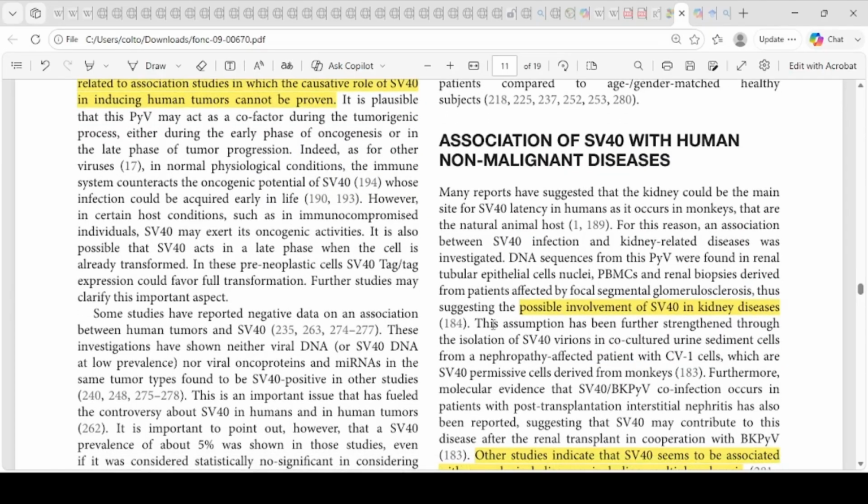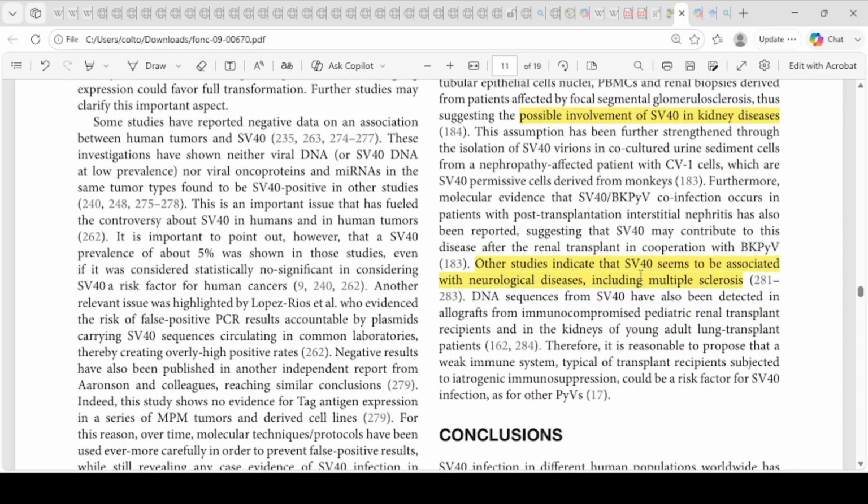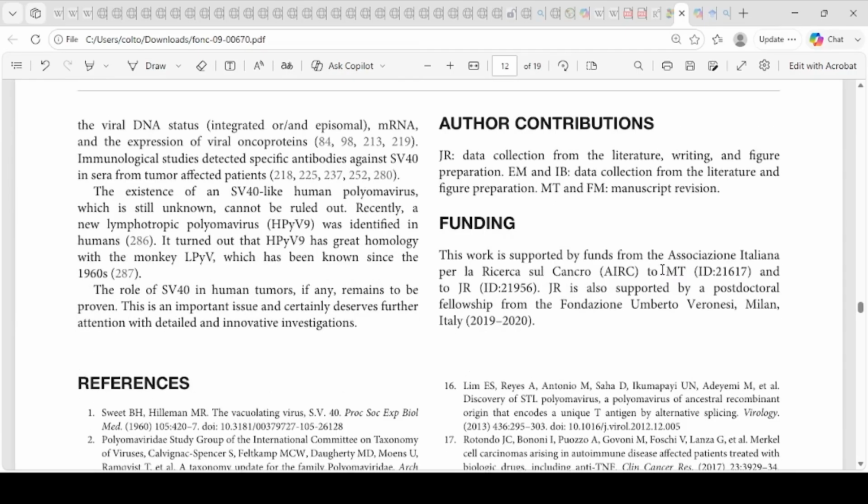Okay, one last thing that they talk about is that the simian virus 40 might contribute to other diseases besides cancer. So in their natural host, these monkeys, simian virus 40 infects the kidneys and causes kidney disease. Well, there's evidence that that might be happening in humans too. So they talk about how they've done kidney biopsies where they take a sample of kidney tissue and they find detectable levels of simian virus 40 in there. Okay. They say other studies indicate that simian virus 40 seems to be associated with neurological diseases, including multiple sclerosis. So it might be detected in the brain. It might impact neurological conditions. So that's pretty much it for the paper.